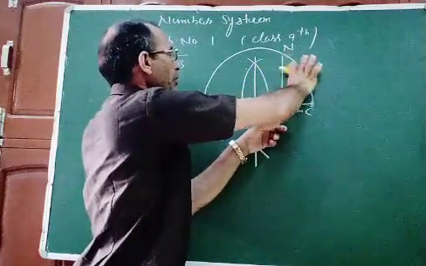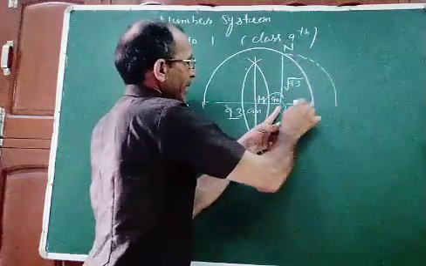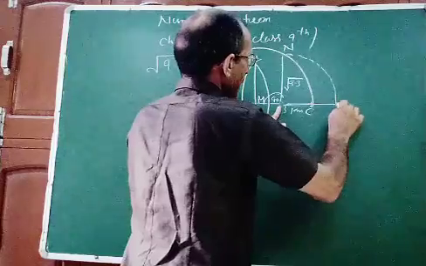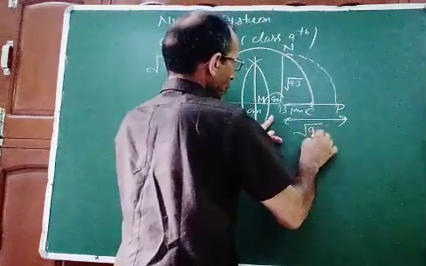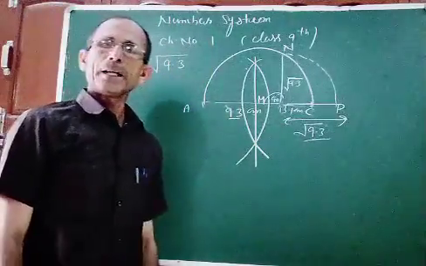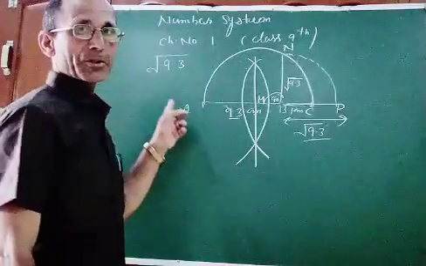BN is root 9.3. Now we have to draw it on the number line. So this length should be here. It means you can draw like this. So you can give any name. You can say P. So BP is equal to root 9.3 on the number line. Any doubt, any confusion? Okay. So I hope you have understood.